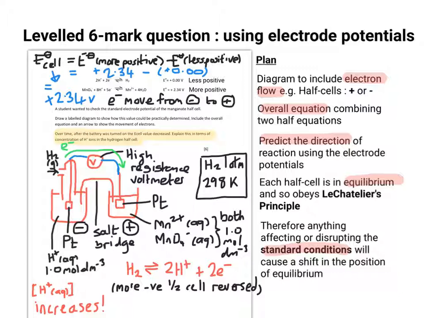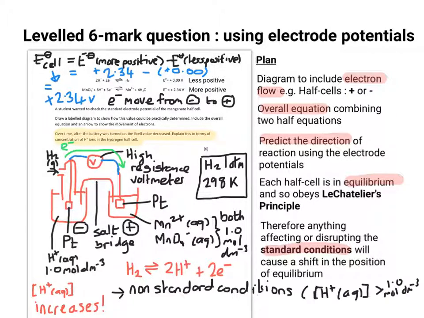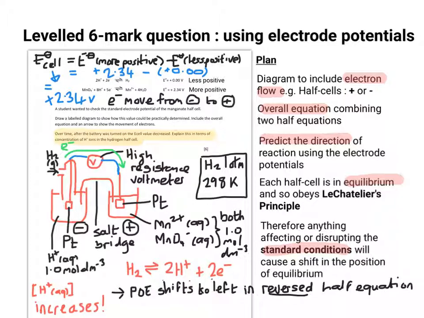So what this does is it has an effect on the standard conditions, in that the concentration of hydrogen ions is now greater than 1.0 moles per decimeter to the -3. So the position of equilibrium shifts to the left in the reversed half equation at the bottom of the screen. As it does so, this actually uses up electrons. So if the electrons are used up, the standard hydrogen electrode will then become more positive.